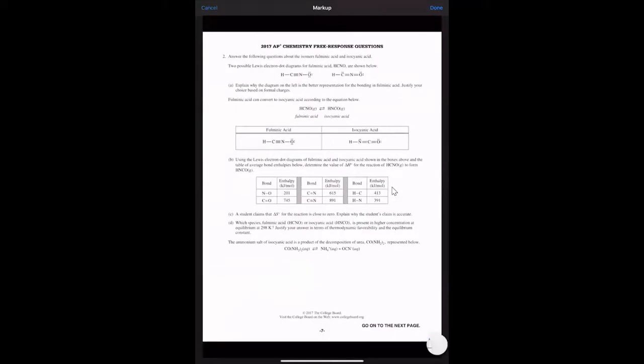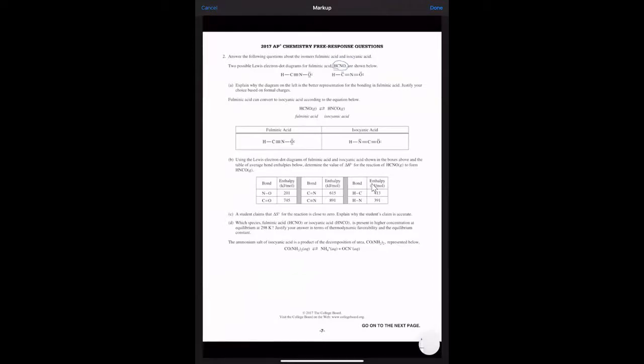Okay, so let's examine this question first. Let's read it together. Basically here you have two molecules, and it gives you the Lewis structure of these two molecules. They contain the same molecular formula. However, there are two possible ways to write the Lewis structure, and both are acceptable. If you examine them, both are right.